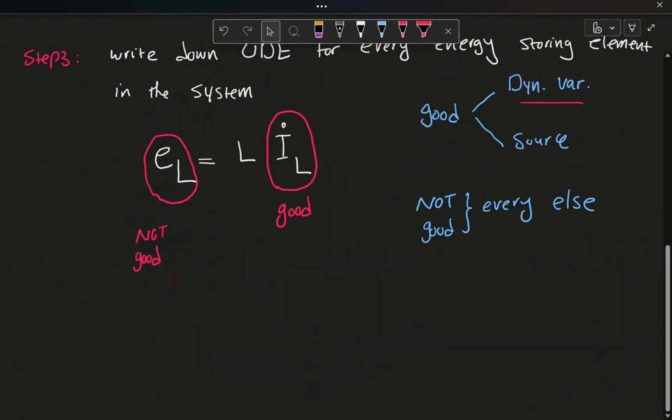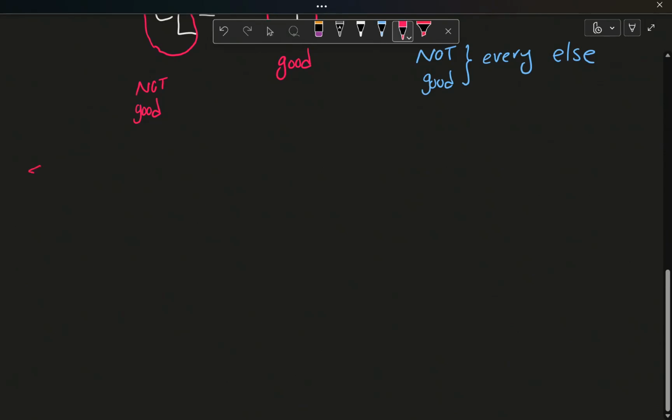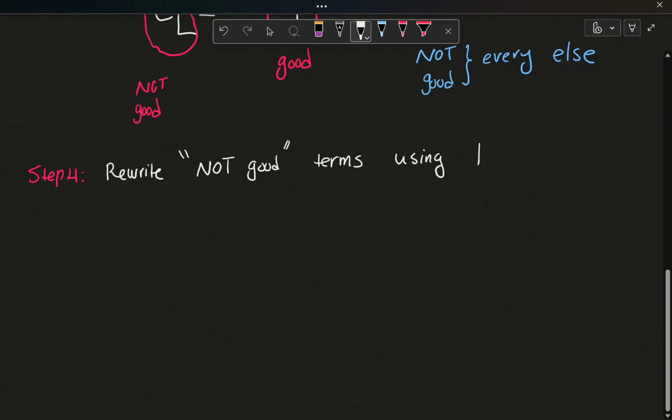Once again, what are my good terms? They're my dynamic variables or my sources. So, how do I do that? Well, I would go to step 4. Step 4 is rewriting not good terms using my tools. What are my tools in electrical systems? I have 3 tools: my KVLs, my KCLs, and Ohm's law.